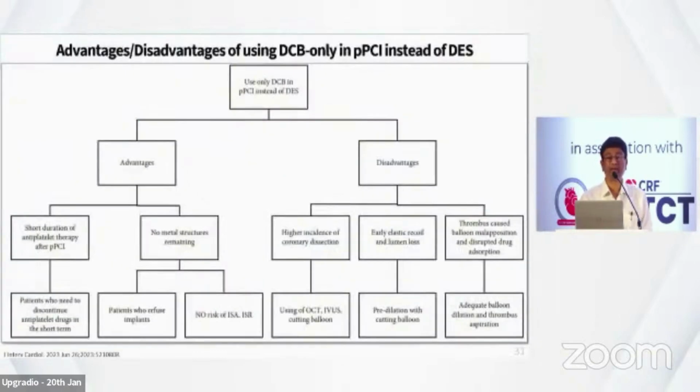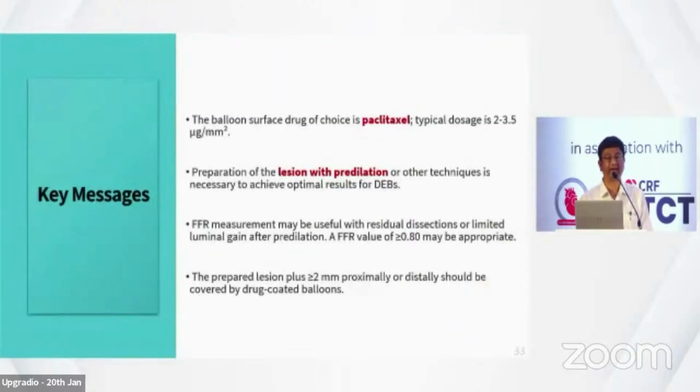These are the slides showing the advantages and disadvantages of DEB. As I said, one important thing is lower DAPT and less implant. This is one of the biggest advantages. The disadvantage is that sometimes there is a flow-limiting dissection, where you have to implant a stent. So DEB should be tried first in most situations.